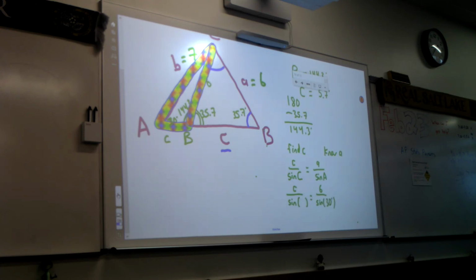Thanks. Angle C, wasn't that 5.7? Glad you guys are paying attention. Does that look better? Sure. Let me just double check. Finding side C: angle C is 5.7, angle A is 30 degrees, side A is 6. Awesome. What is my last step, guys? I just need to solve for C. What do I do?